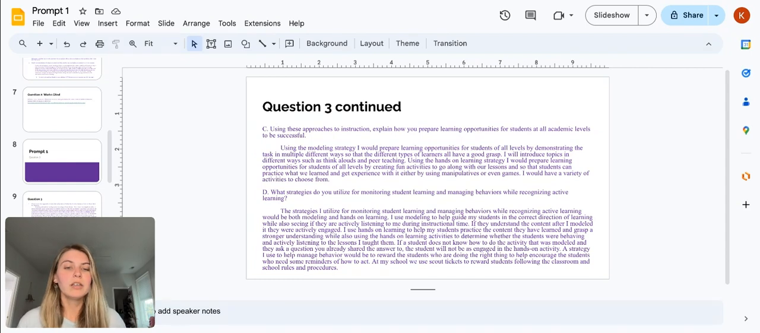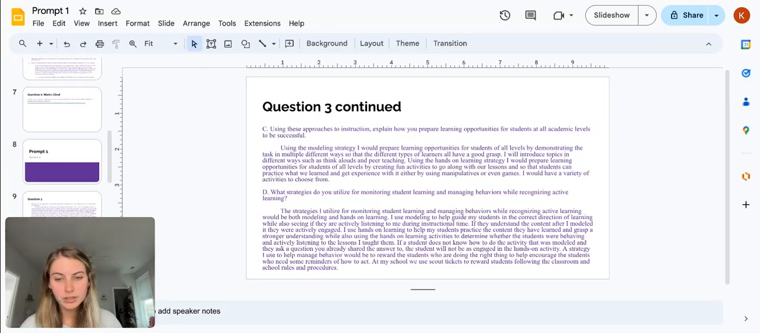What strategies did I utilize for monitoring student learning and managing behaviors? The strategies I utilize for monitoring student learning and managing behaviors while recognizing active learning would be both modeling and hands-on learning. I use modeling to help guide my students in the correct direction of learning, while also seeing if they are actively listening to me during instructional time. If they understand the content after I modeled it, they were actively engaged.